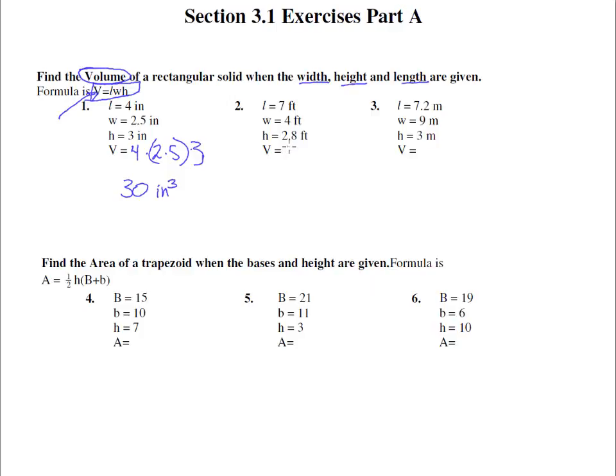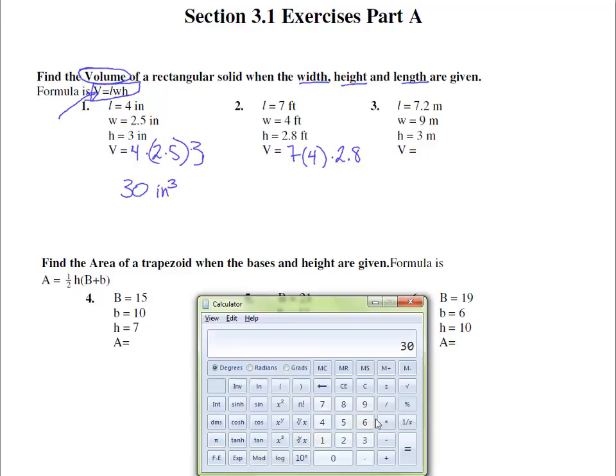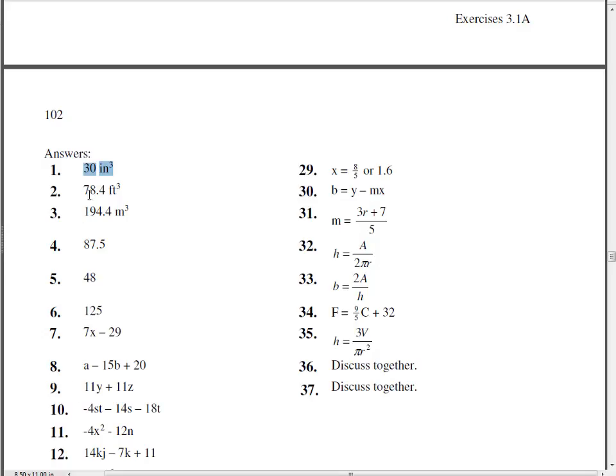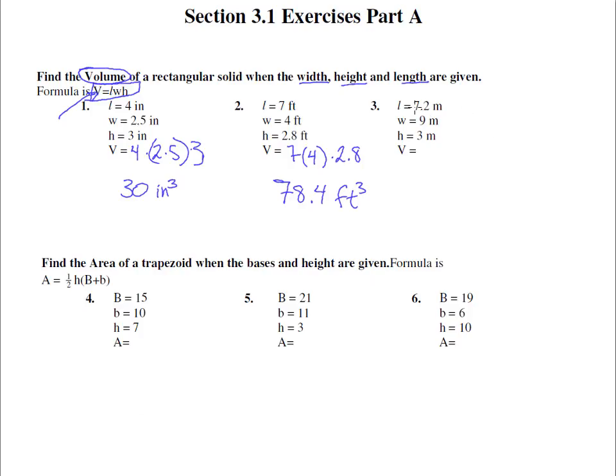Volume equals length times width times height. And 7 times 4 times 2.8, let's plug that in the calculator. 7 times 4 times 2.8 equals 78.4. And this will be feet times feet times feet, so we get feet to the third power. Let's double check that answer. 78.4 feet cubed. Next one, number 3.